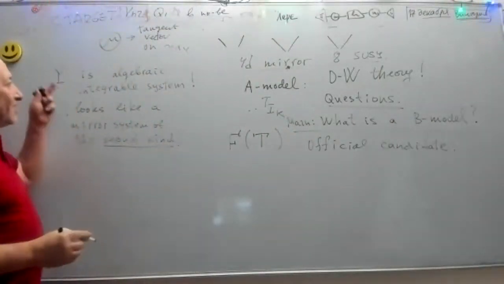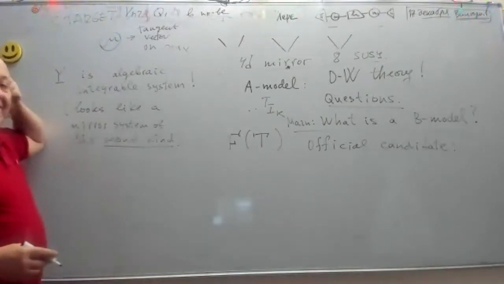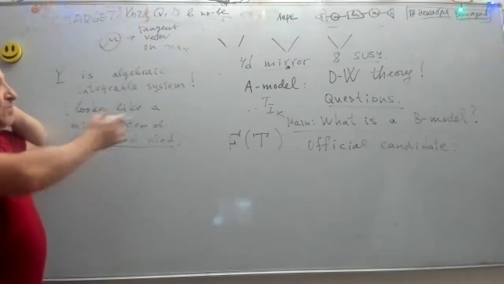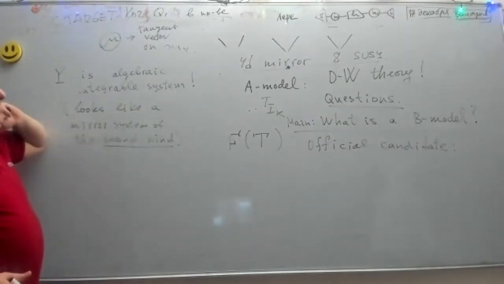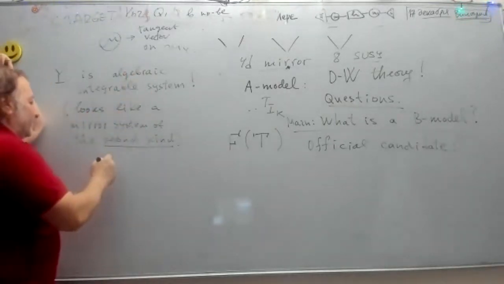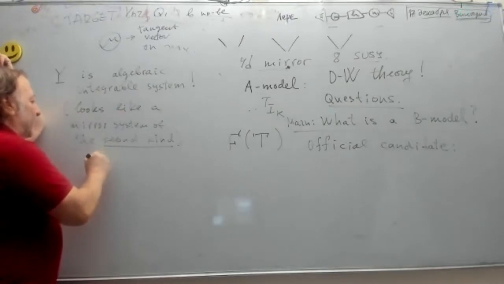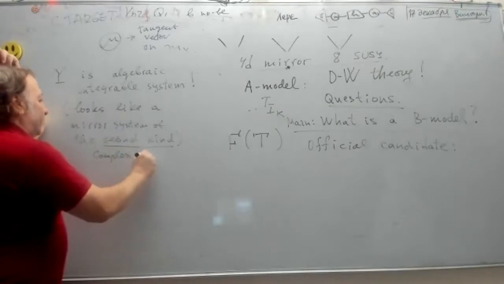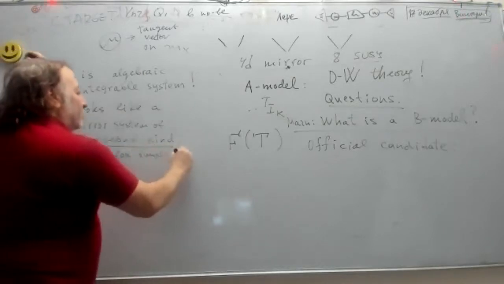So what is this algebraic integrable system? And how would it be related to Donaldson-Witten theory? So first of all, what is an algebraic integrable system? Suppose we have a so-called complex symplectic manifold.